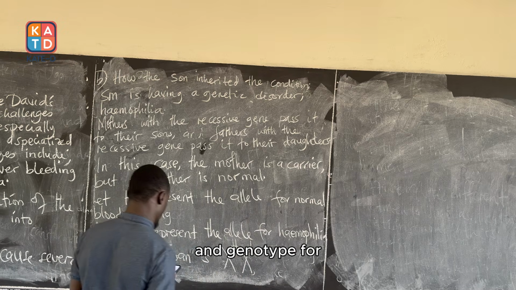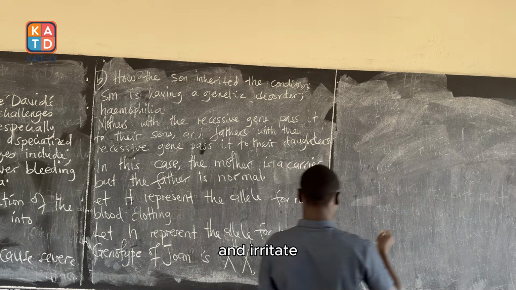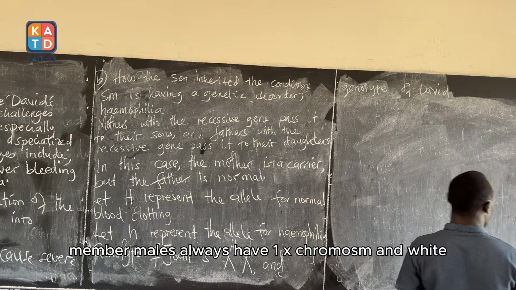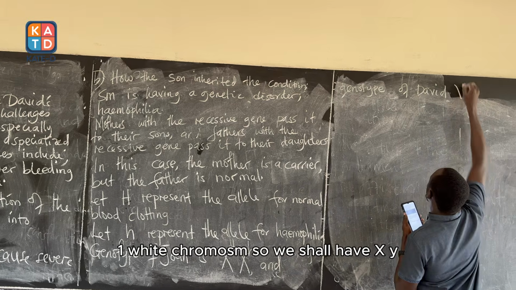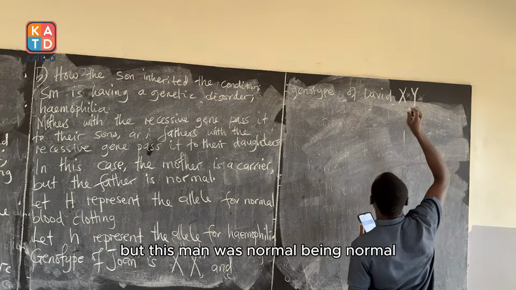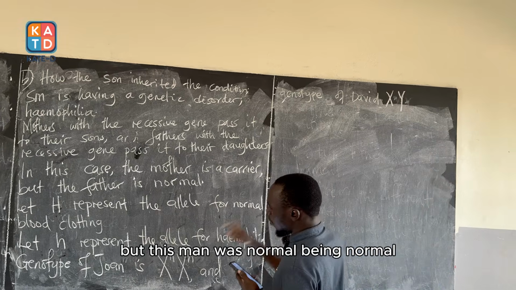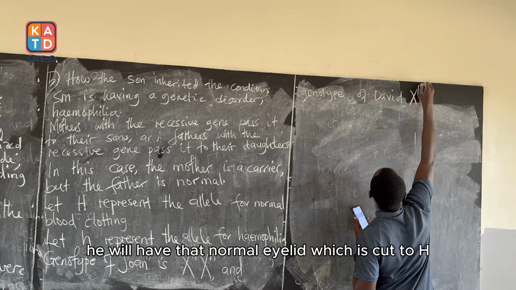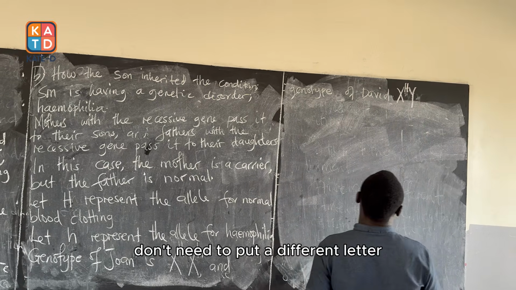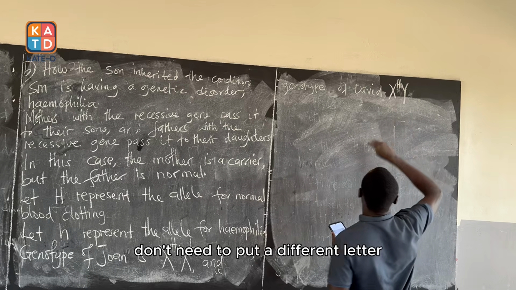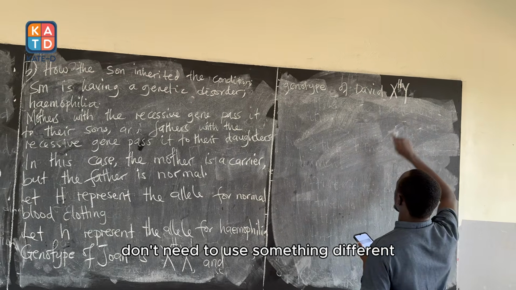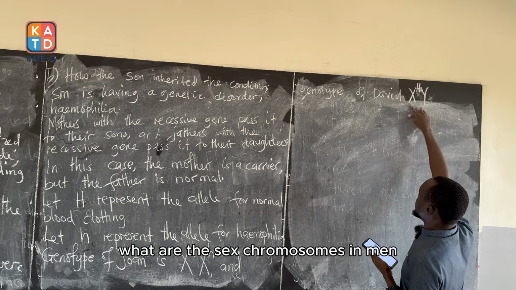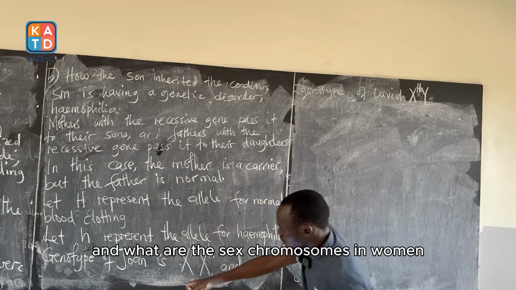And the genotype of David: remember males always have one X chromosome and one Y chromosome. So we shall have XY, but this man was normal. Being normal, he will have that normal allele, which is capital H. The moment you use something different concerning these chromosomes, you have to be convinced enough what the sex chromosomes in men are and what the sex chromosomes in women are.